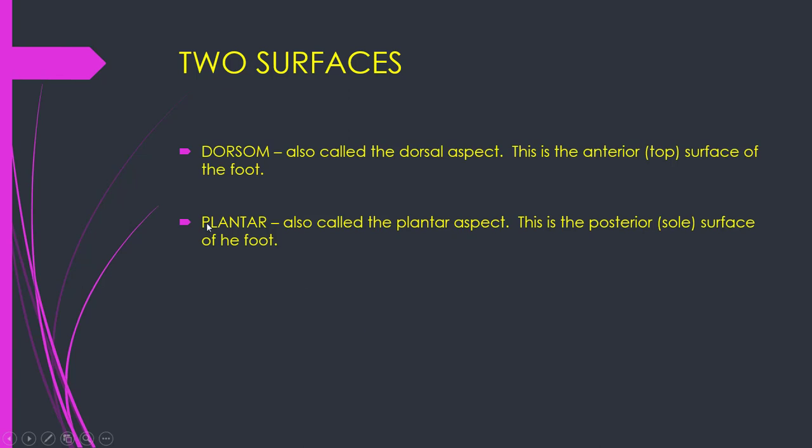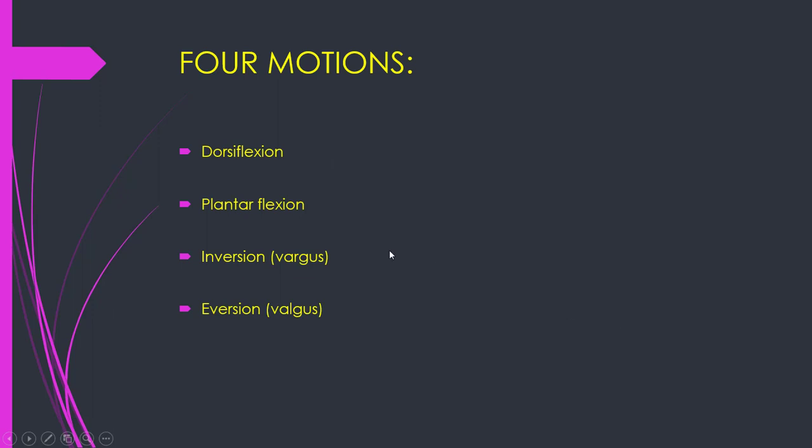Two surfaces that you should be aware of are your dorsal aspect, which is also called your dorsum, and your plantar aspect, which is the sole surface of the foot. 4 motions to be aware of: dorsiflexion, plantar flexion, inversion, and eversion. If you can't remember those motions, then you may want to review them, because we'll be referring to those terms when we're doing positioning for both the foot and the ankle.